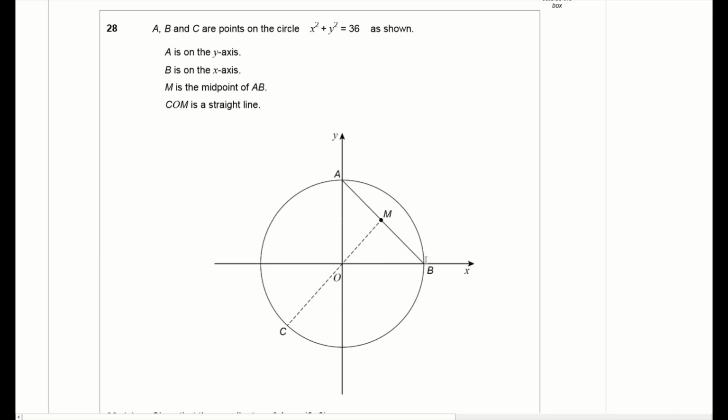Well, B is 6 away, so that means that M will be 3 in that direction. A is also 6 away, so M will be 3 in that direction also. In other words, M is at the point 3, 3. Now O is at the point 0, 0, so those 2 points will be sufficient now for us to get the equation of this line.